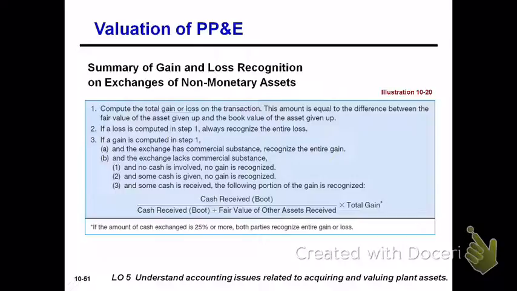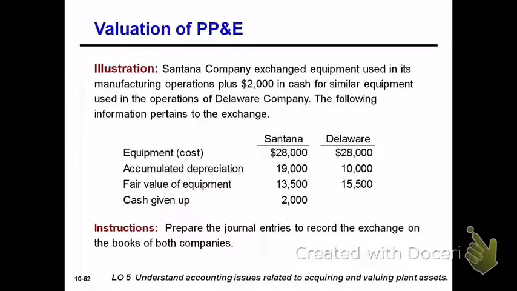So this is just a summary of the different cases. You need to know what you do in each case. Here's another example. Santana is exchanging equipment used in manufacturing operations plus $2,000 of cash for similar equipment.